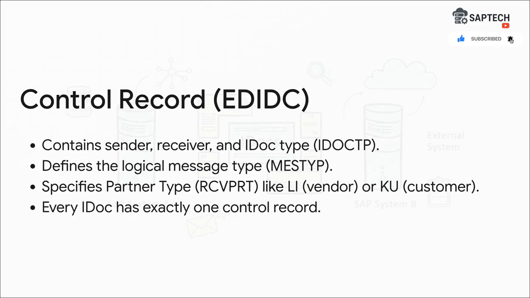Okay, let's kick things off with the control record. Seriously, just think of this as the envelope for our message. It's got all the address information: who sent it, where it's going, and what kind of message it is, like, is it a purchase order or an invoice? Every IDoc has exactly one of these, and it lives in the database table EDIDC.